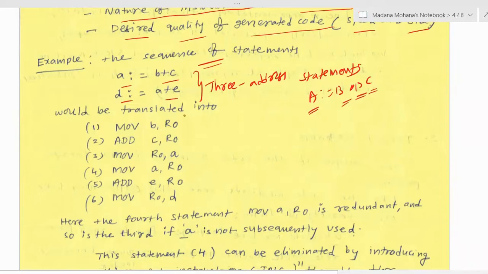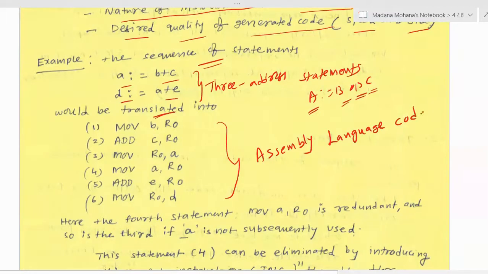Now these statements, A equal to B plus C, D equal to A plus E, can be translated into the following code. What is this code? This is nothing but assembly language code. In computer architecture and organization, you studied these instructions and the conversion of code into assembly language code. So in the code generator also, we will generate this assembly code.